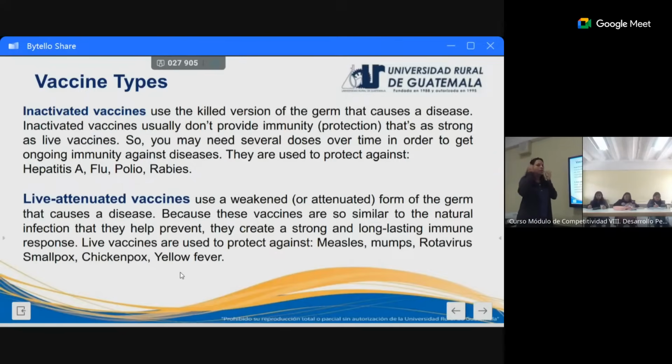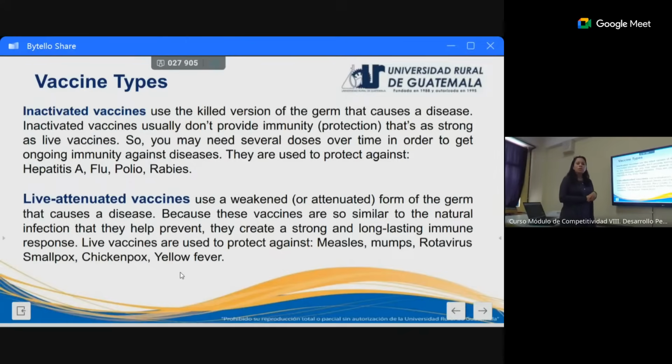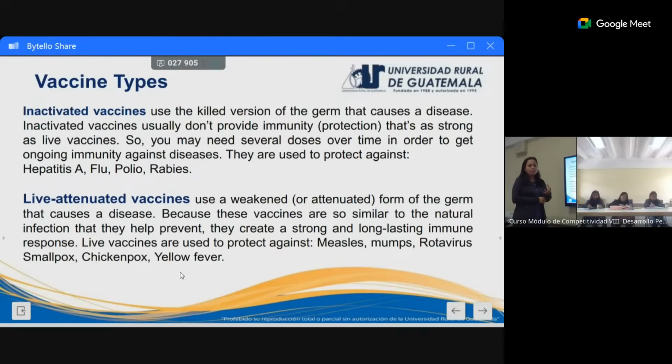So live vaccines are used to protect against, you see there, the measles, the mumps, rotavirus, smallpox. You remember the smallpox? Those are like small pox for children, chicken pox, the same. And the yellow fever. So this type, you see how important they are? That's why, since they're children, we really recommend getting our children vaccinated, the little ones, with this type of vaccines.